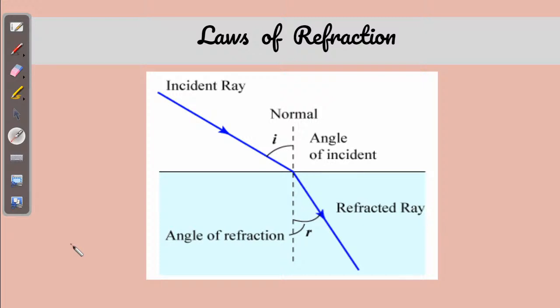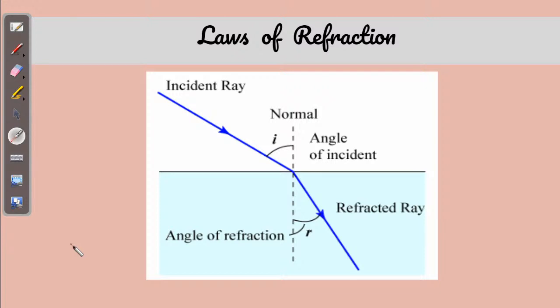Hello children. In the last video, we discussed the refraction of light. We also discussed what happens when light passes from a rarer medium to a denser medium, what happens when light travels from a denser medium to a rarer medium, and what happens when light falls normally on the interface separating the two media. And we also explained the cause of refraction.